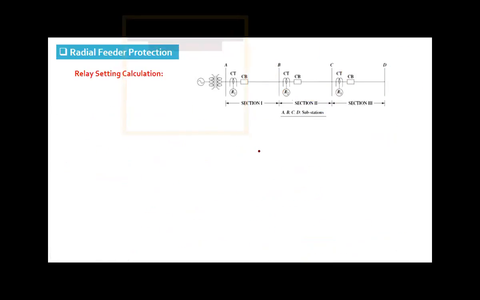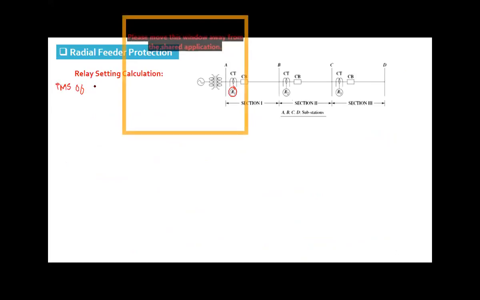Now, we want to... what is TMS of R2 we have selected? 0.1. Now, TMS of R1. Which fault we will consider for TMS of R1? Tell me.